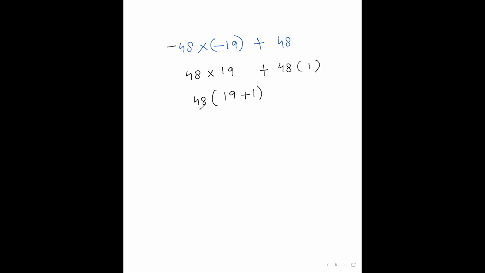Why do we only have to take plus 1 and not minus 1? Is this minus 48? No, positive. Positive. So where will you put that negative sign? Okay, I understand now.